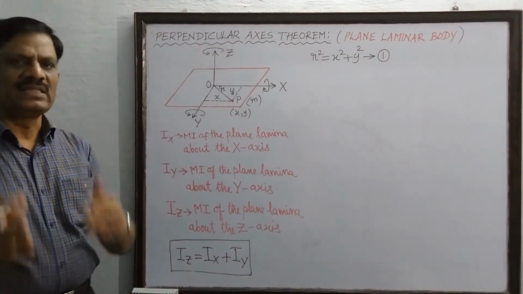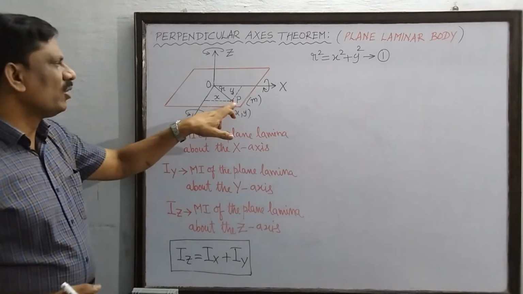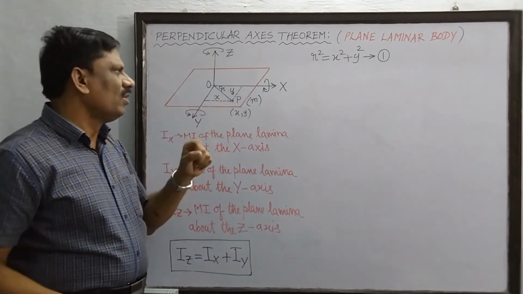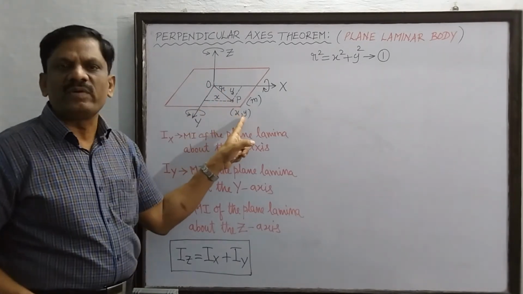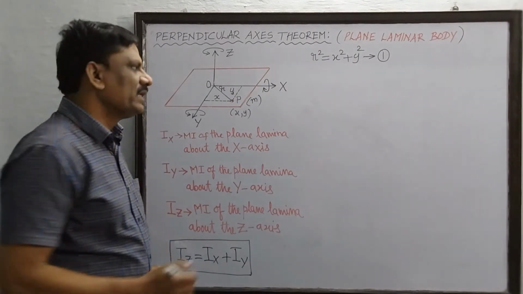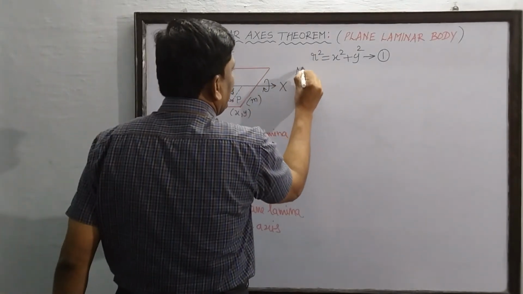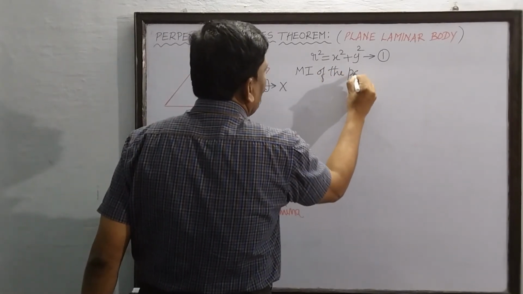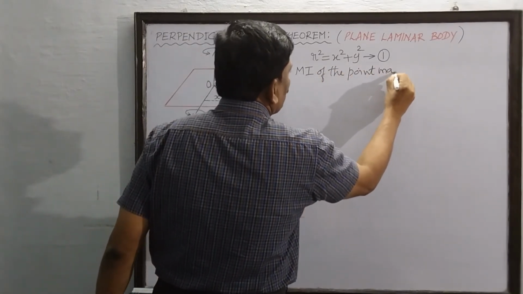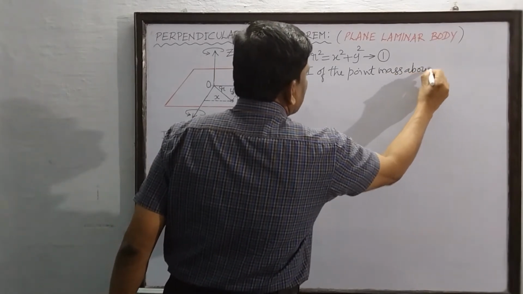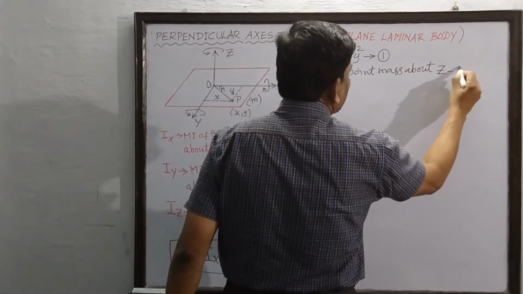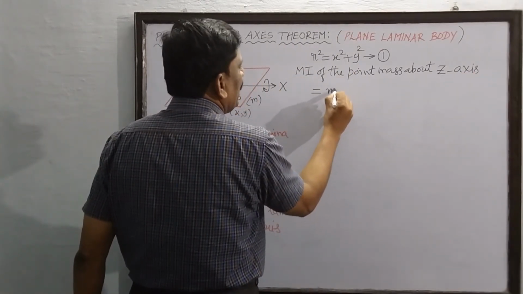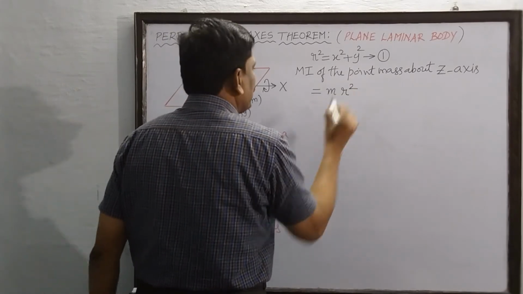Okay students, it is like the Pythagoras theorem, is it not? So P is located at a distance r from the z-axis. Therefore r square must be equal to x square plus y square. Okay. Now I will consider only the moment of inertia of the point mass about the z-axis. That is equal to its mass into distance square.